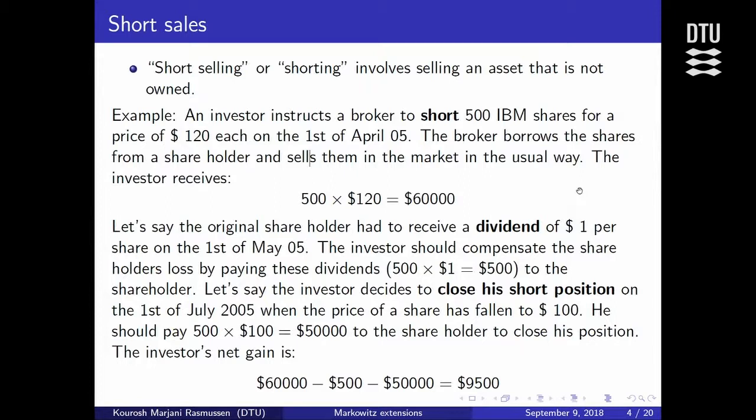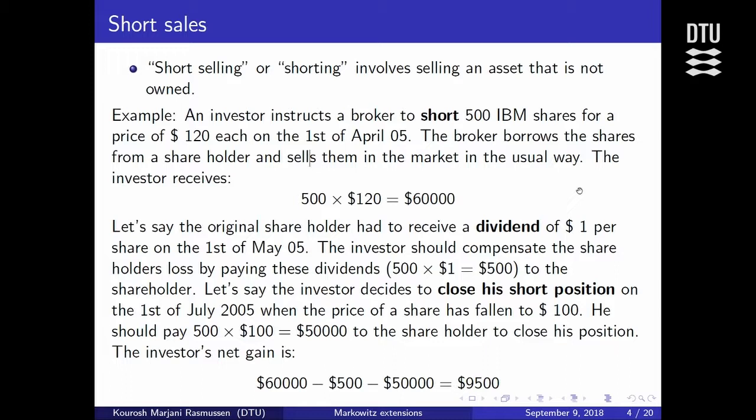Let's say at the starting date, the 1st of April 2005, the price of IBM shares was $120. Now, if for some reason I believe that the price of this stock is going to fall, then shorting could be a good idea, right? Shorting is an action which is going to make you some money if the price of the underlying is going to fall over time, right?